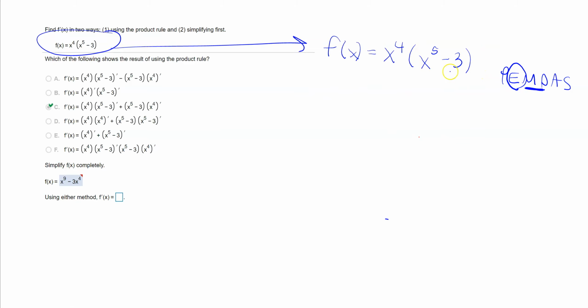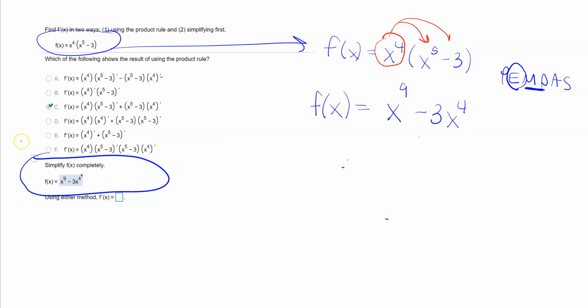But that wasn't the case. The function we were given was just a plain old binomial. So because of that, I can distribute the monomial to each term. So let's see what happens when we do that. So then I'm keeping my original function notation because only algebra is happening here. When I distribute, I'm going to end up getting x to the 9th minus 3x to the 4th. And that's what we're being asked to do in the second part of the function.